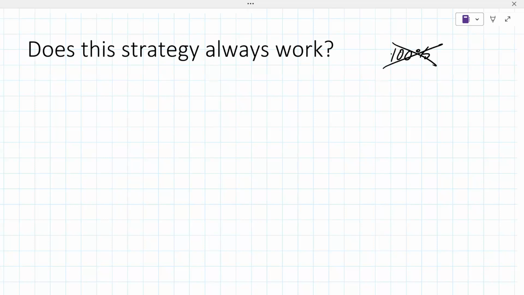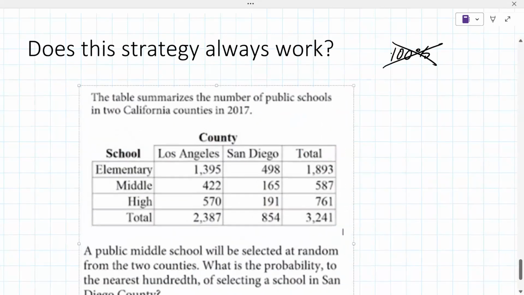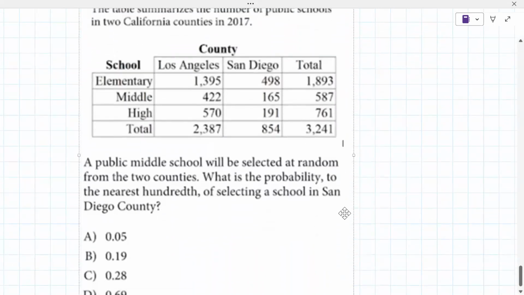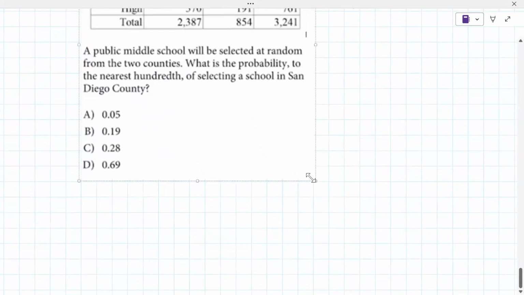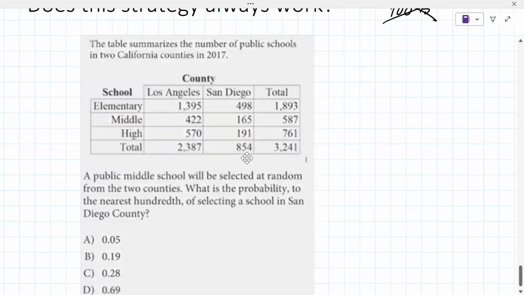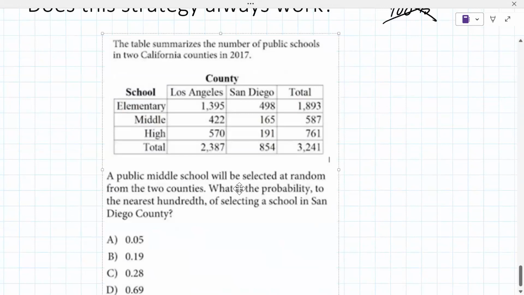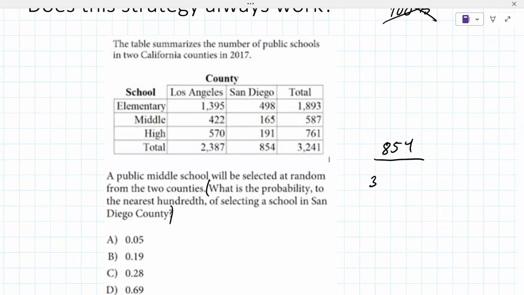Okay. I want to just put one in front of you before we move on to a math content area. So here's a new problem where the strategy actually does not work. It's not meant to deter you from using it. It's meant to emphasize that you should be careful. So it says, what is the probability, to the nearest hundredth, of selecting a school in San Diego County? If you go back and look here, there's 854 in San Diego County out of 3,241. Could you calculate that for us, please?